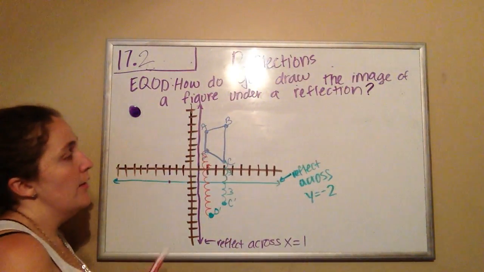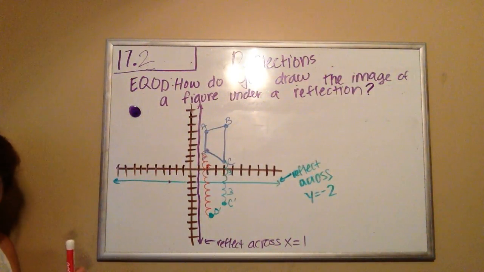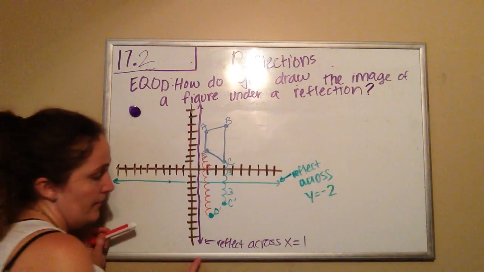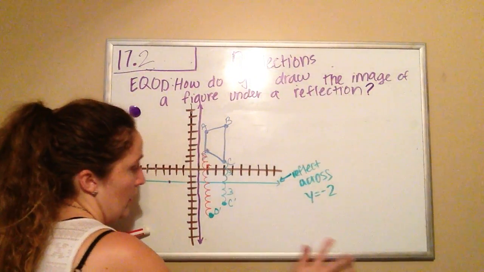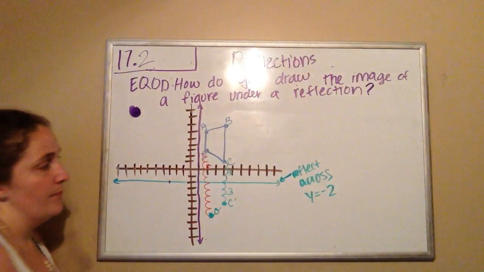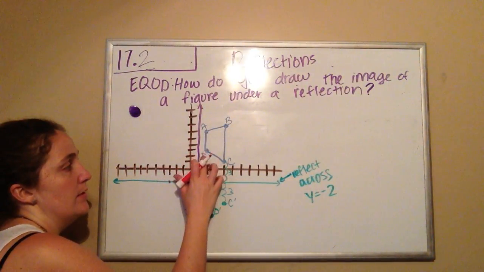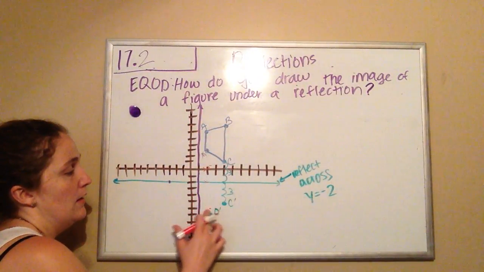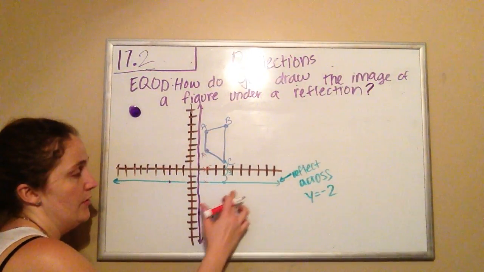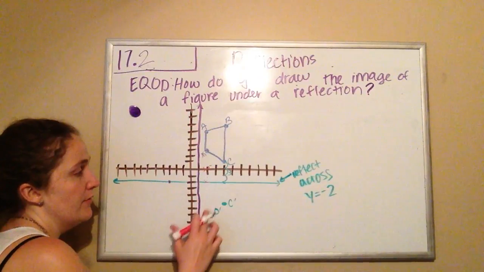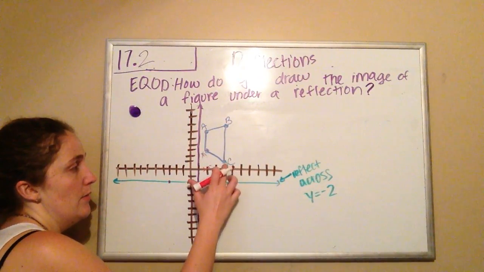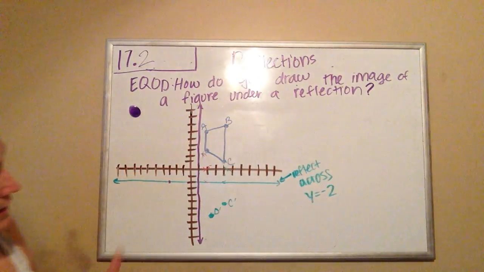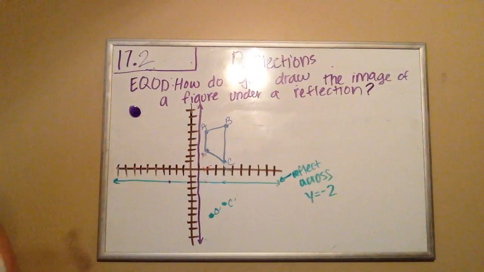Now I need to get A and B, which I don't know that I'm going to have enough room for, so we'll try it out. I'm going to erase all these red marks so we don't get confused on counting. So all we have so far is C prime and D prime. And we need to reflect the A and B coordinate points.